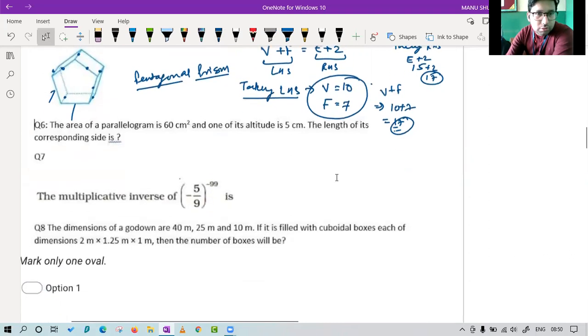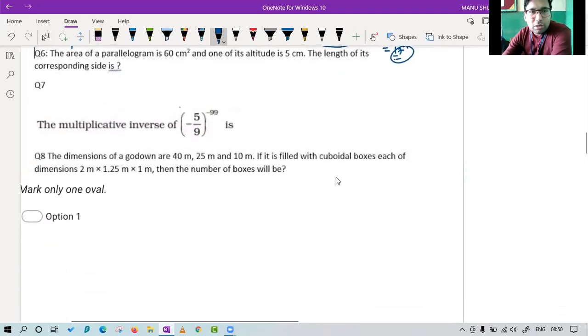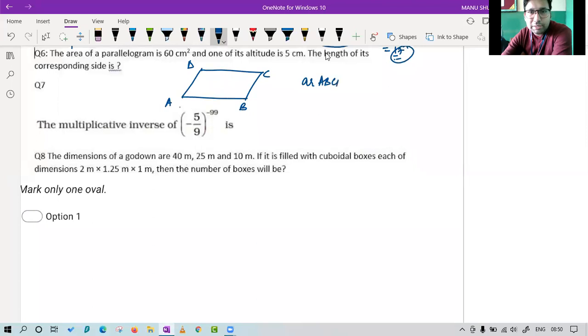Now, next question. The area of parallelogram is given to you. So like this, we have a parallelogram A, B, C, and D. We can say area of ABCD is given to us as 60 centimeters square. One of its altitudes is 5 centimeter. Okay, so you can take altitude on any side. It is your choice. If you want, you can take on BC also, and if you want, you can take on AB also. But in both the cases, base will change. Harshul, I hope you are getting this.